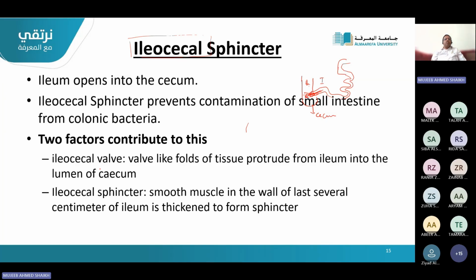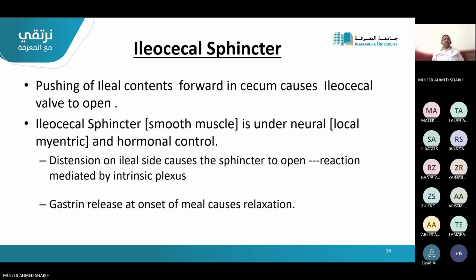Two factors are there. One is a valve, the ileocecal valve. There is a clear-cut valve-like fold of tissue which is helping to open and close. And there is an ileocecal sphincter also. So both of them will be responsible for preventing the backflow of the colonic bacteria from large to small intestine. I will show you in the picture. So how will this valve function?